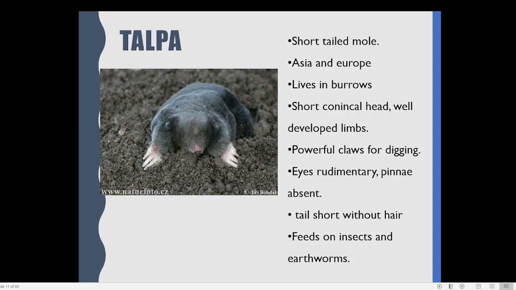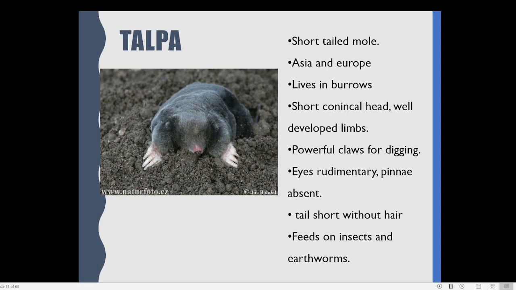Then eyes are rudimentary. Here you can see that. You cannot find any proper eyes here. Here also you can see that. We cannot find any proper eyes anywhere. They are rudimentary. Rudimentary means not formed properly. Very small, primitive, not so properly formed. That is the meaning of the word rudimentary.